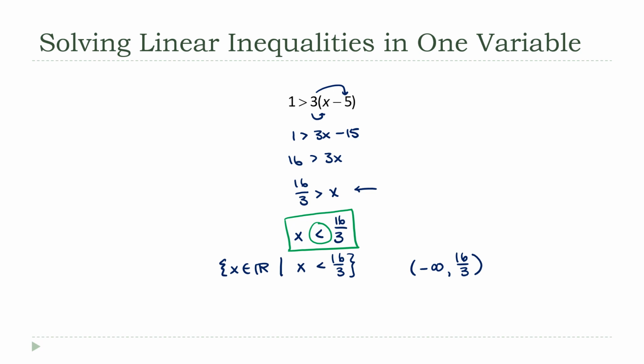If this had been, just hypothetically over here, if my answer had been x less than or equal to 16 thirds, then the interval notation version would be negative infinity up to 16 thirds again. And I will put a square bracket there to indicate that I want to include 16 thirds.